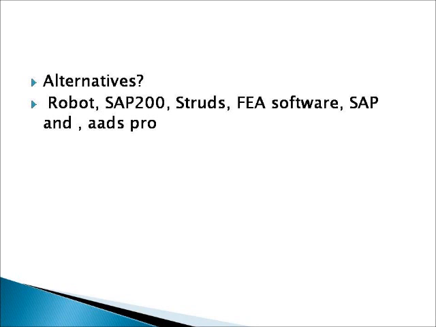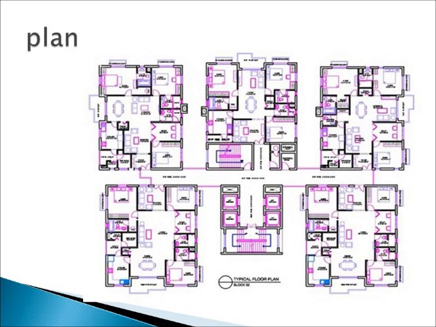AutoCAD is design software where the word auto came from a company called Autodesk, and CAD stands for computer aided design. Now coming to our structure, this is an AutoCAD plan showing the G+6 residential building. The area of this plot is 1120 square meters.